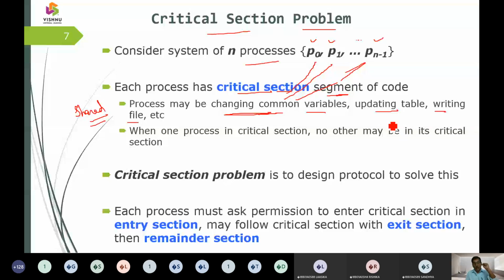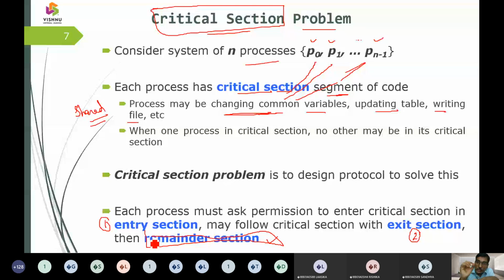Okay, fine. Shared elements are there. Now, how do I protect it? One, it is going to be protected with an entry section. Two, it is going to be protected with an exit section. And after the critical section is done, there is one more section which we are going to call the remainder section. The common elements we give to the program are given in a critical section. The elements which are not common to the processes are going to be given in the remainder section.